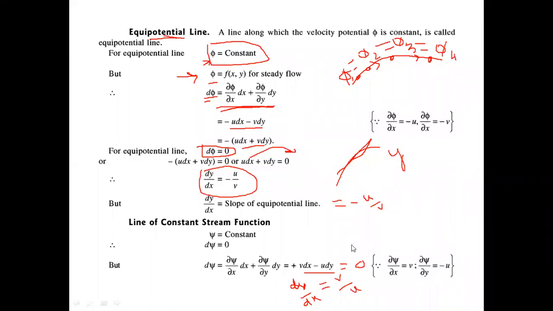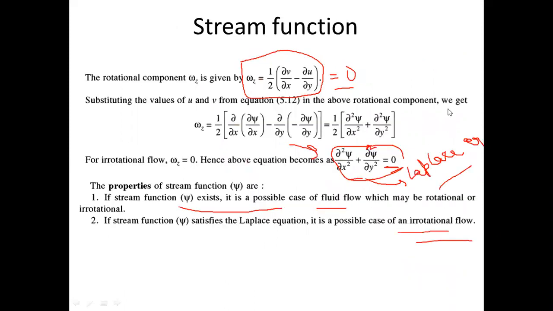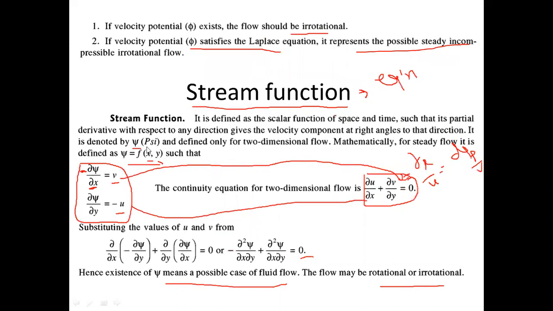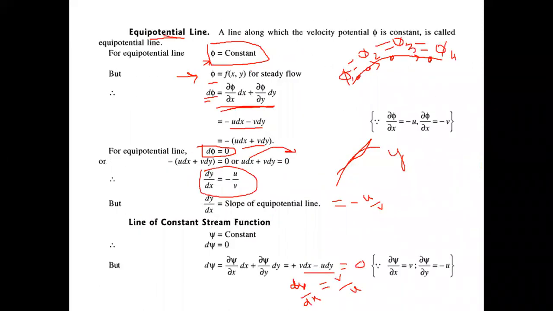Okay, sir. Psi. In the previous slide, it is mentioned also. In case of stream function, this symbol is called psi. So I can say the slope of equipotential is minus u by v, and the slope of a line of constant stream function is v by u.